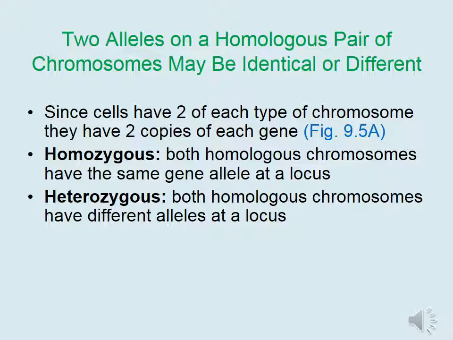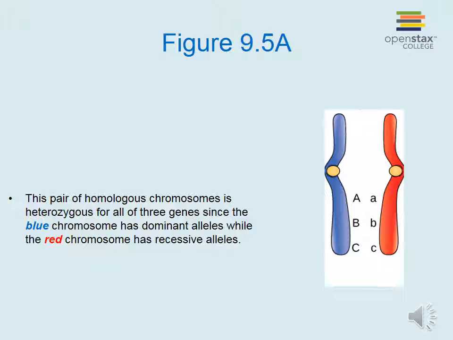Since cells have 2 of each type of chromosome, they have 2 copies of each gene. Therefore, we can state that for each pair of genes, an individual can either be homozygous or heterozygous. Homozygous refers to both homologous chromosomes having the same gene allele at a locus, while heterozygous refers to both homologous chromosomes having different alleles at a locus. This pair of homologous chromosomes is heterozygous for all 3 genes, since the blue chromosome has dominant alleles indicated with a capital letter, while the red chromosome has recessive alleles indicated by lowercase letters.